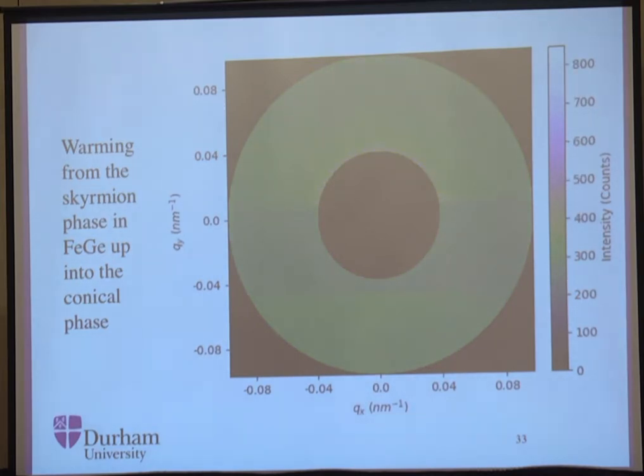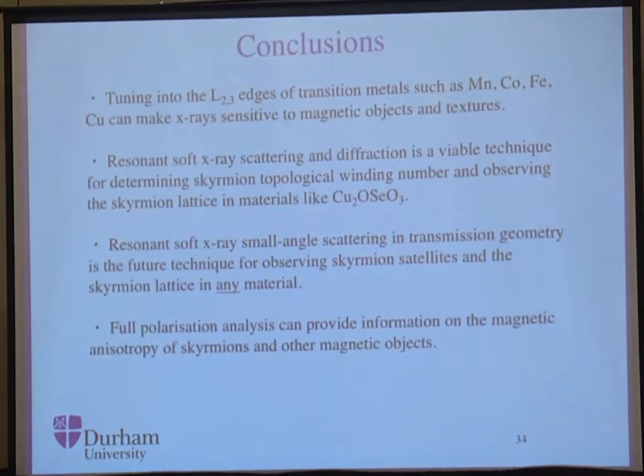So I think this is the technique for the future. We should all be doing resonant soft X-ray scattering. It's a technique that is similar to neutron small angle scattering, but we've got much higher intensities, much greater sensitivity to magnetism, and we can play tricks with circular dichroism and polarization. So with that, I'll finish. Thank you.